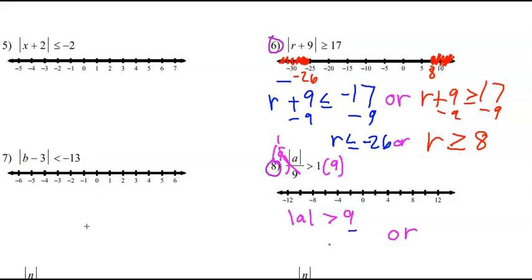So our negative piece is a is less than negative 9. And then we'll put or, the positive piece. A is greater than 9. There's no solving left here, so those are your solutions. We have negative 9 with a hole, and we have 9 with a hole. And we'll shade the outside because it's or.